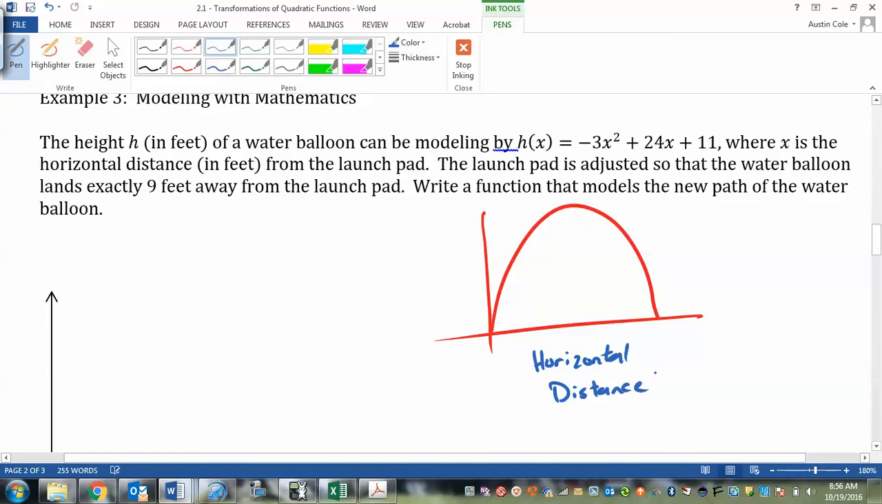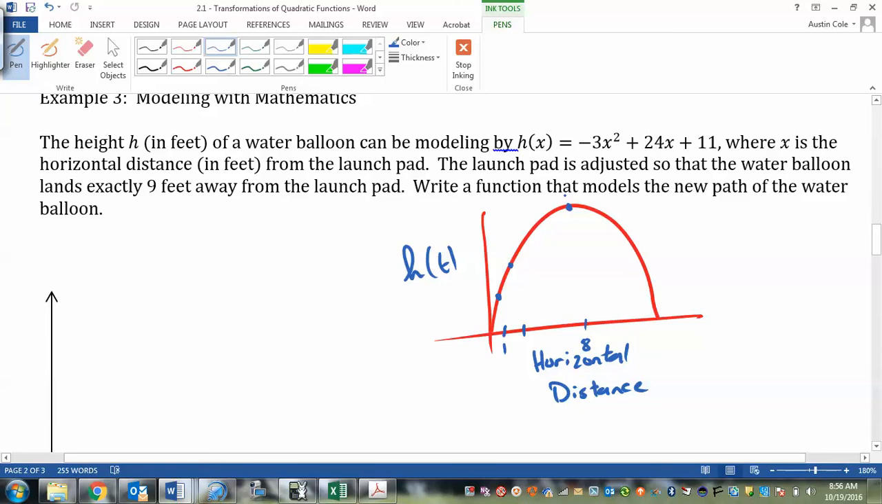Okay? That means if I were to plug in 1 into the function and do a bunch of math, 1 squared is 1 times negative 3 and so on, I would get h of x, which is our height. So after 1 foot horizontally, it's going to be a certain amount of feet in the air. And if it's 2 feet horizontally, I'd plug in 2 and I would get that number. If I want to know how high it is after, I don't know, 8, I'm just making that number up, plug 8 into the function, and that would get our height.